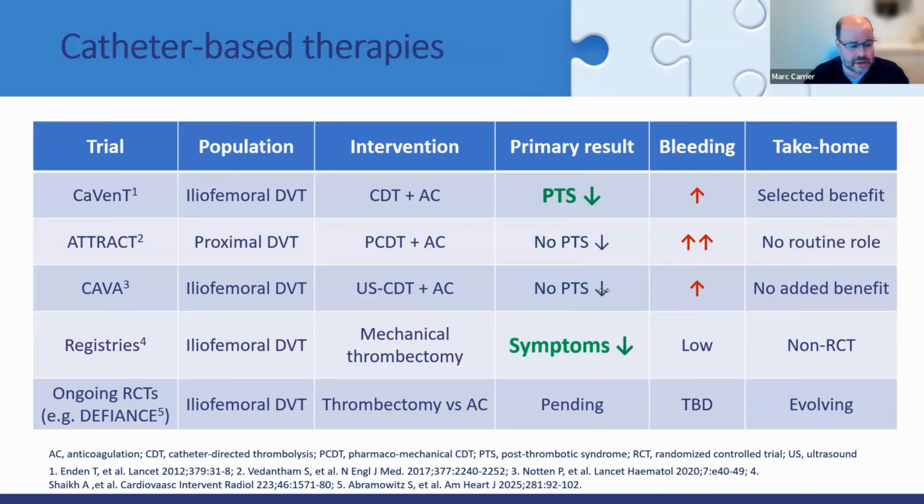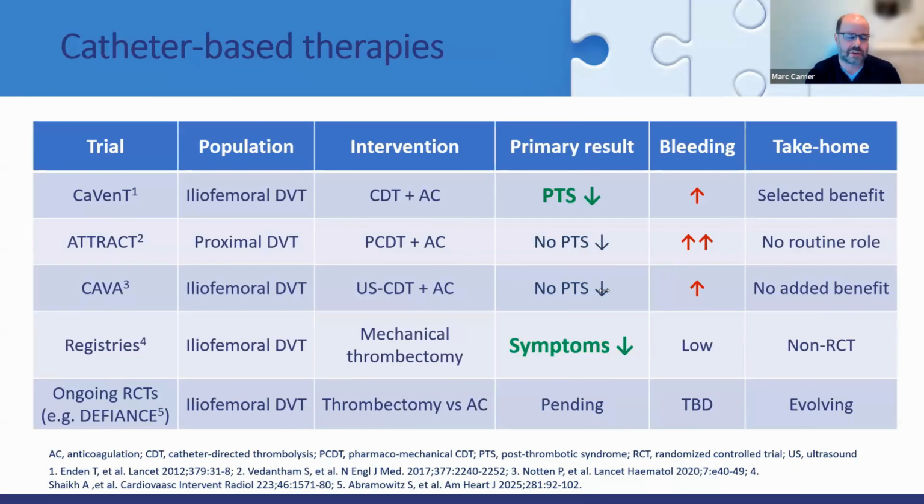But as Eric mentioned, often we now use mechanical thrombectomy, and we don't have a whole lot of randomized data on that. We have a lot of registries, and it looks like it may be helping symptoms. It looks like the bleeding risk is low, but randomized controlled trials are ongoing, the DEFIANCE trial, so we'll have data at some point. But in the meantime, we still need to make practical decisions.